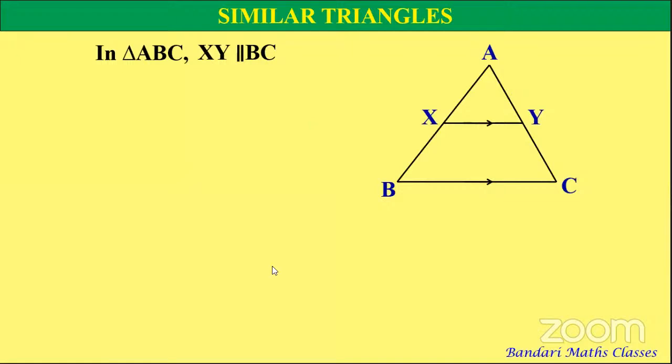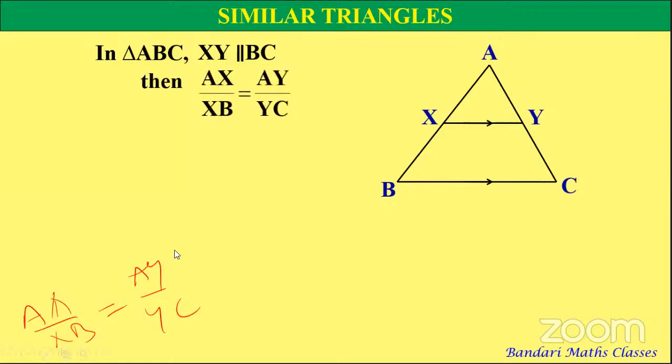Four members have raised hands. Bhuvanakriti, go ahead. Yes, sir. AX by BX, sir. Or XB. AX by XB, right? Equal to AY by YC. Very good answer. See that: AX by XB is equal to AY by YC.